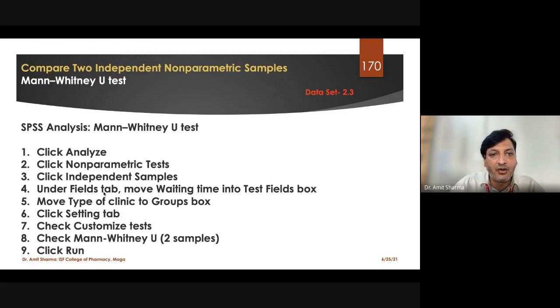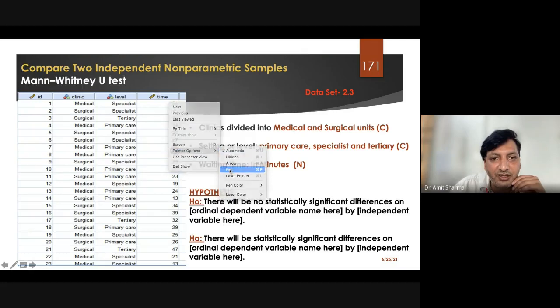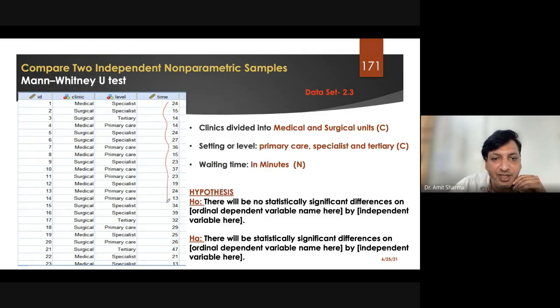This we will see, and how to apply the Mann-Whitney U test with the help of SPSS, and how we have entered the data. Like this, you can enter the data. As you can see on the screen, the waiting time has been entered in terms of minutes. Type of clinic will be a single variable, like patient number 1 who visited the medical ward, patient number 2 visited the surgical ward, patient number 3 visited the surgical ward, patient number 4 visited the medical ward. Like this, in a single column.